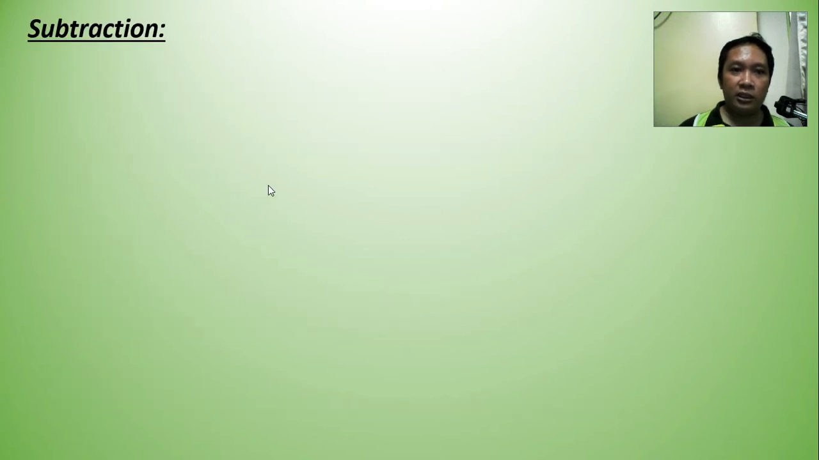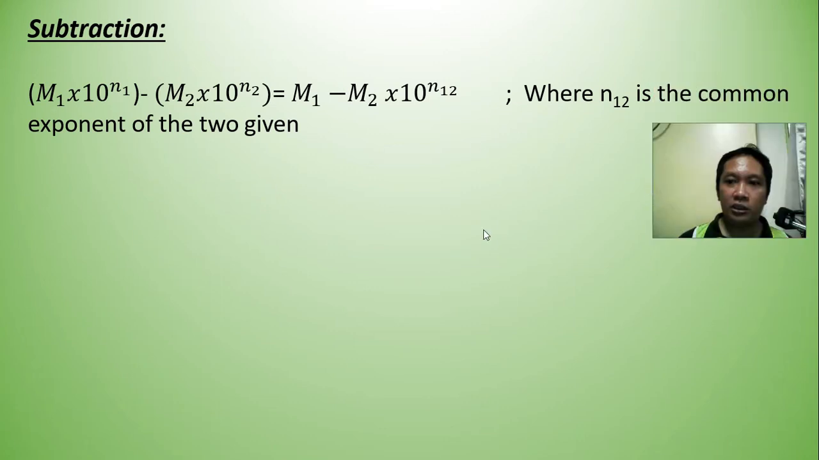Okay. Next, how about subtraction? Whether we add or subtract, the same principle is considered. m1 times 10 to the power of n1 minus m2 times 10 to the power of n2. Okay, this is the second exponent.